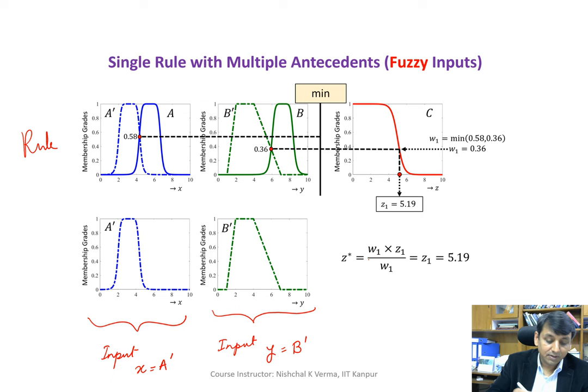Like we have done in the past, we superimpose the fuzzy inputs on A and B respectively. A and B are already there in the fuzzy rule. When we superimpose, we find the intersection. Here we get W1, and then we get another intersection here. So this is, let's say, W1, and this is, let's say, W2.